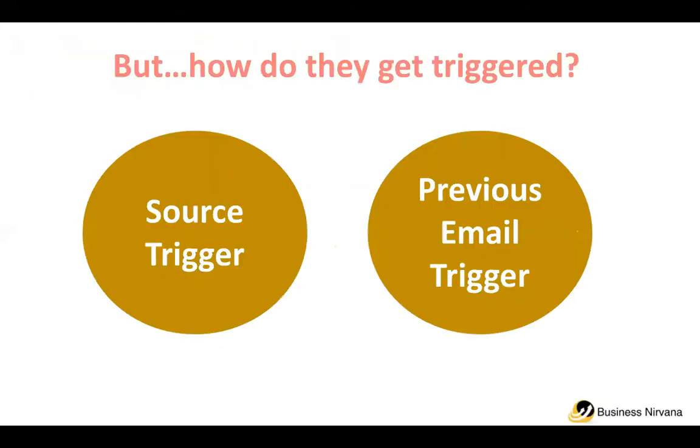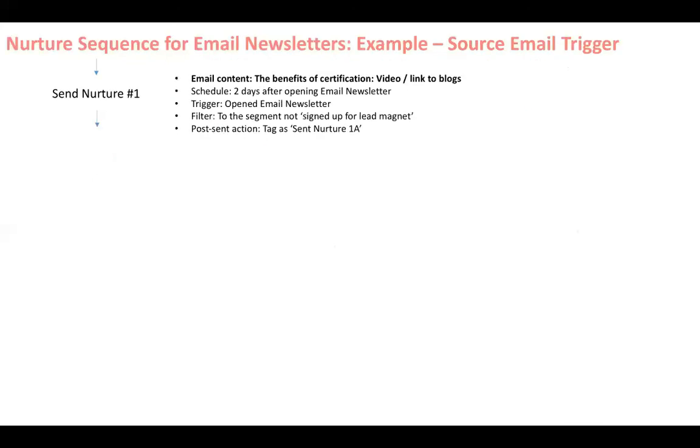Okay, but I can hear you say, but how do they get triggered? When do we send them? Okay, there are 2 ways that you can trigger this nurture sequence. One is called a source trigger, and the other is called a previous email trigger. And I'll explain both of them. First, let's look at the source email trigger, right?